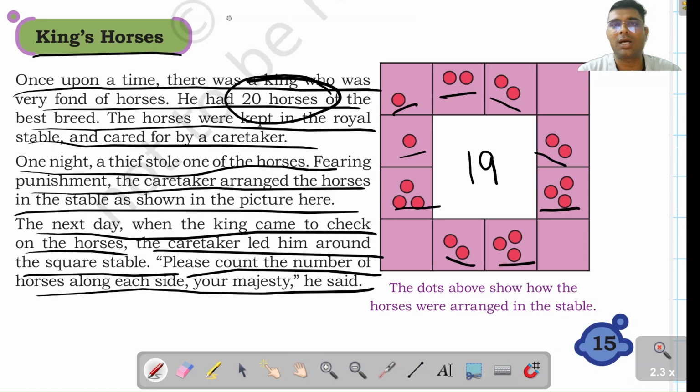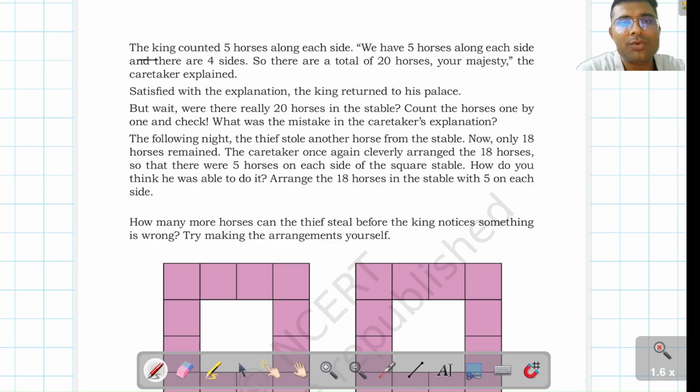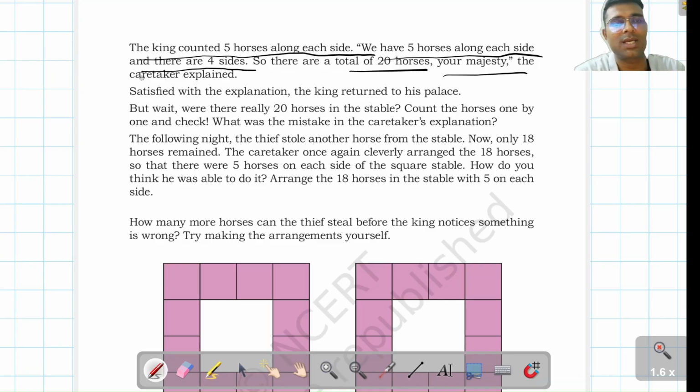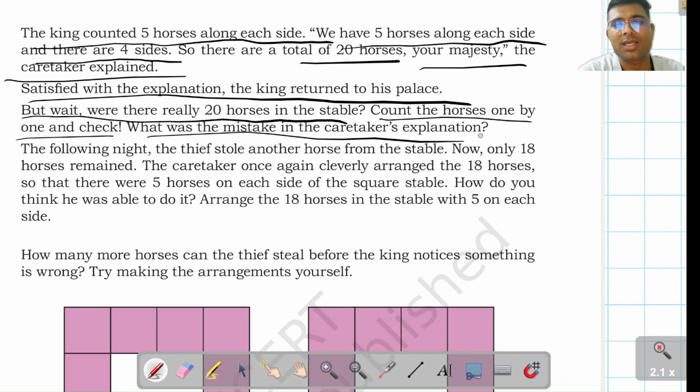But what did the caretaker say to the king? Let's see. The king counted 5 horses along each side. We have 5 horses along each side. There are 4 sides, so 5 fours are 20 horses, your majesty, the caretaker explained. Satisfied with the explanation, the king returned to his palace. But wait, were there really 20 horses in the stable? No, there are 19 horses. Count the horses one by one and check what was the mistake in the caretaker explanation.